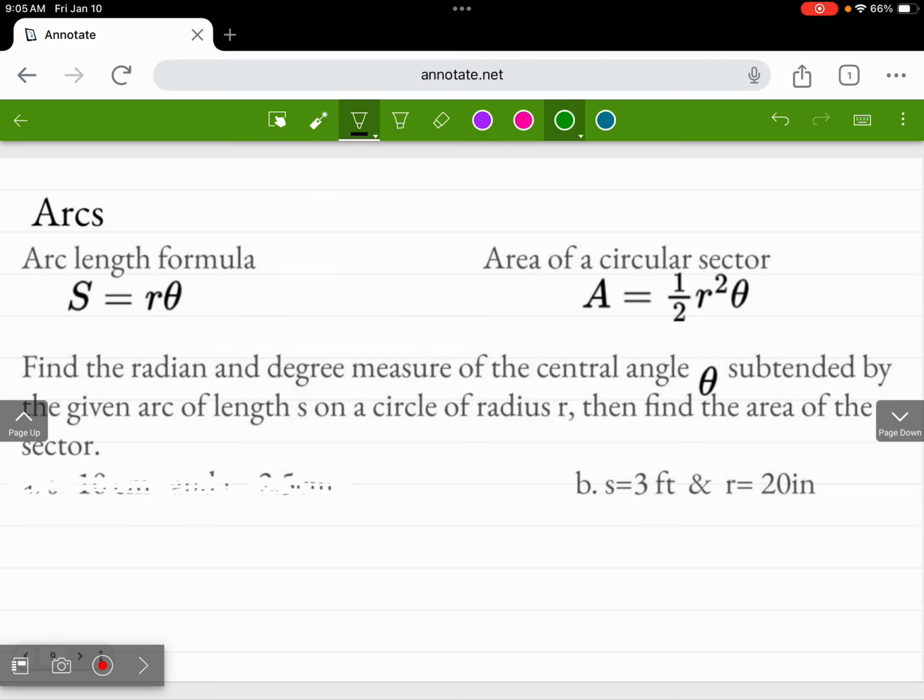But we're asked to find the angle in both degrees and radians and the area of the sector. They've given us an arc length of 3 feet and a radius of 20 inches. What should we do first? Get them into the same unit.